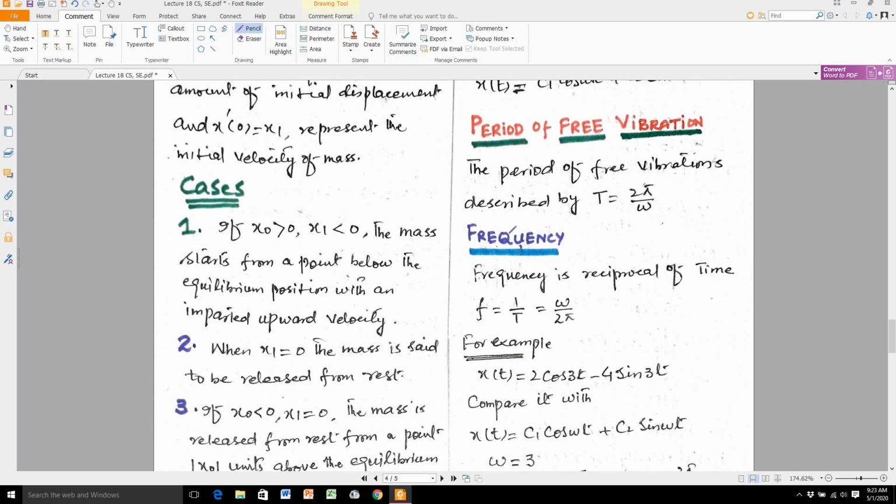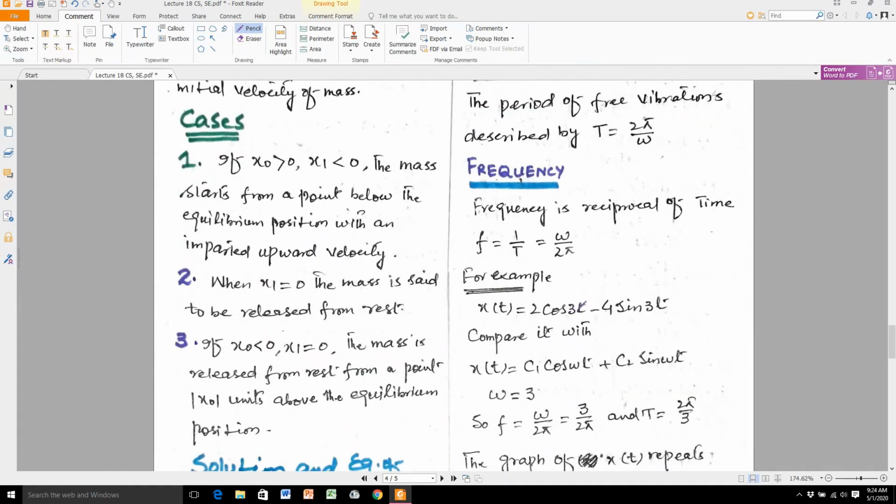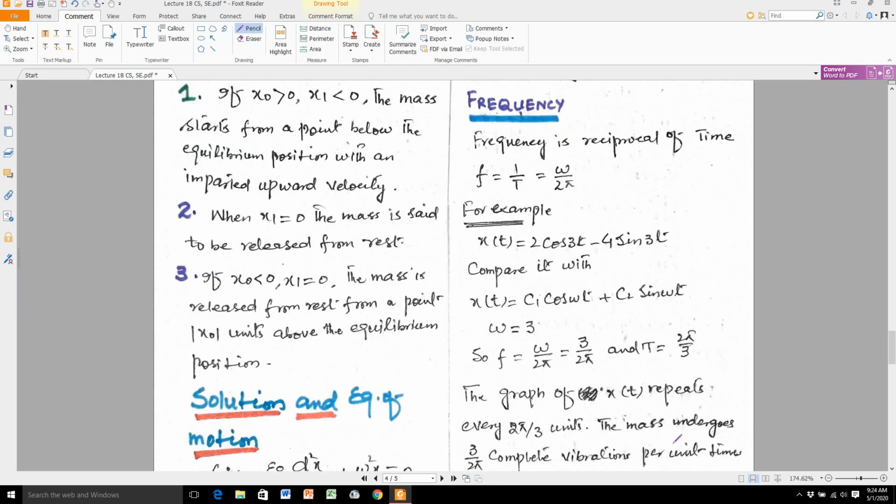And number 2, frequency. Frequency is the reciprocal of time: f is equal to 1 over T, that is equal to omega by 2 pi. Now, for example, x of t is equal to 2 cos 3t minus 4 sin 3t. Compare it with x of t is equal to c1 cos omega t plus c2 sin omega t. When you compare these two, you see that omega is equal to 3. So f is equal to omega by 2 pi is equal to 3 over 2 pi, and T is equal to 2 pi by 3.